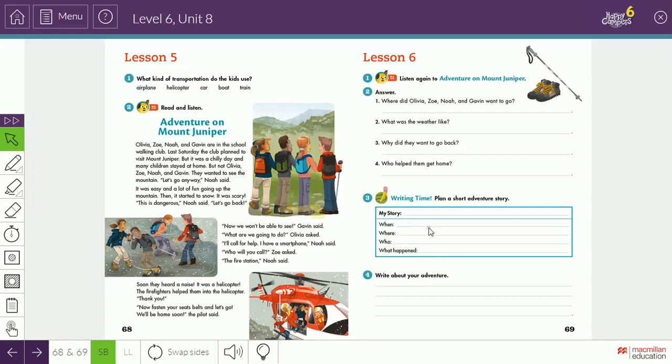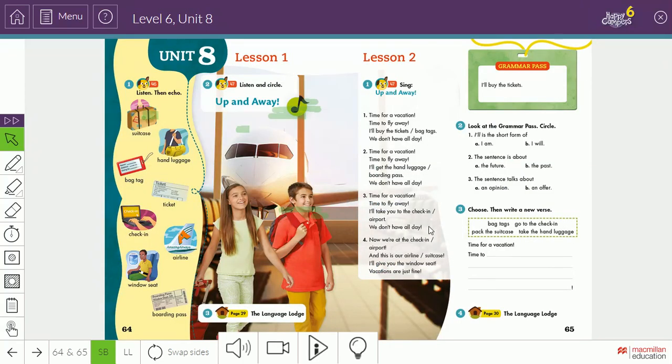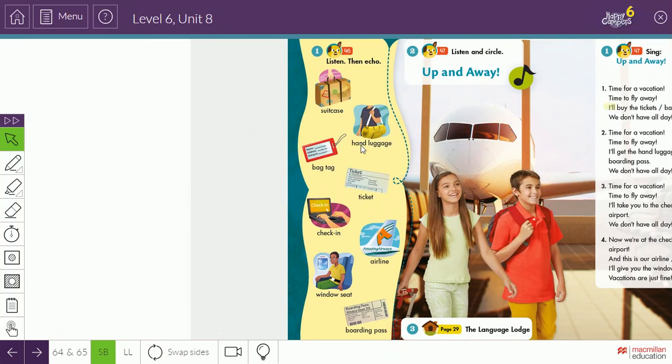So today's session is about writing. But before we start writing, let's do a quick review of what we saw in the previous lessons. In lesson one, we saw different vocabulary about air traveling. We identified air traveling vocabulary, starting with suitcase, hand luggage, bag tag, ticket, check-in. I told you that check-in is to register in a hotel where you want to travel, and airline, window seat, boarding pass. So this is the vocabulary that we talked about in lesson one.